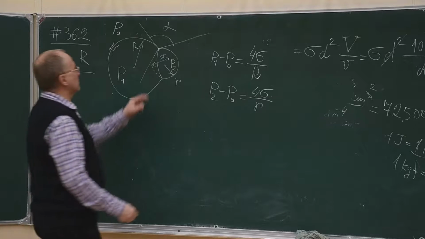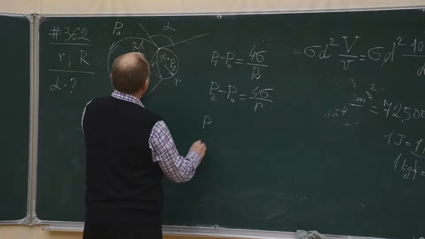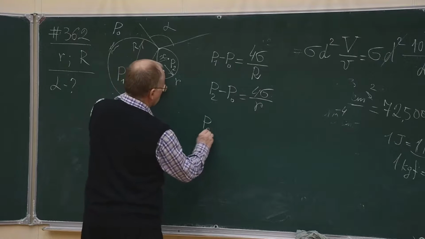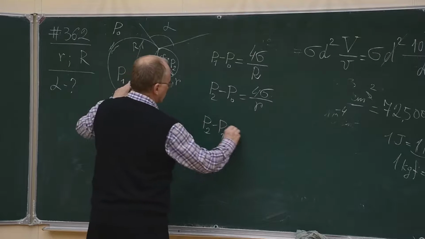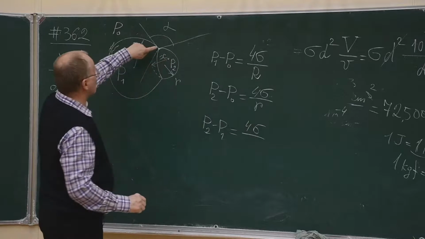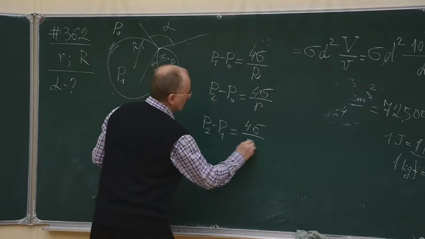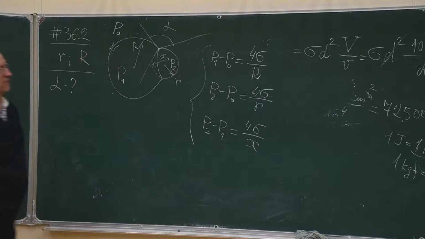And similar conditions should satisfy the difference of pressures between these two bubbles, that is, pressure P2 minus pressure P1 here must be 4 sigma divided by the radius of curvature of the film surface between the two bubbles, that is, divided by x. So we have a system of 3 simultaneous equations that may be easily solved to find x.